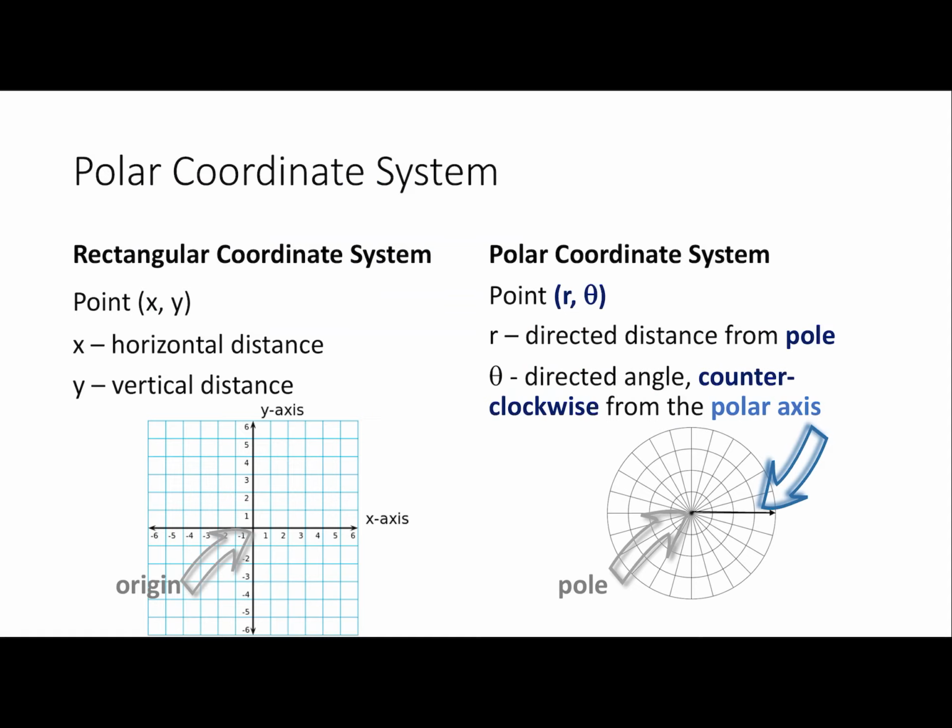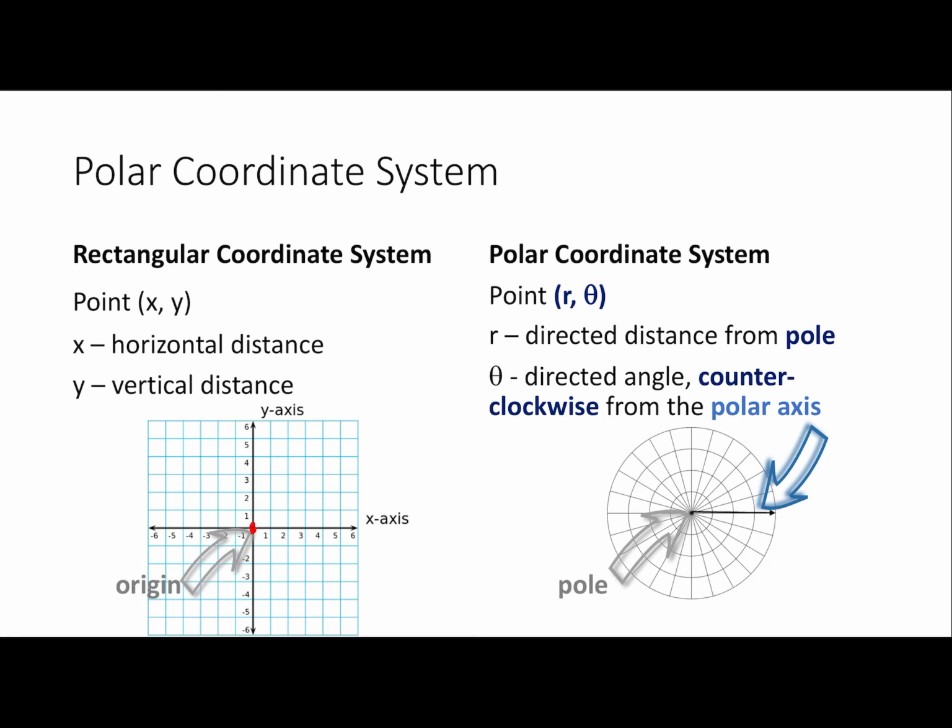So let's talk about the polar coordinate system. We have our good old standard rectangular coordinate system with ordered pairs x, y, where x is the horizontal distance and y is the vertical distance, and the 0, 0, the starting place for this, is called our origin. However, now we want to talk about something called the polar coordinate system. And a point is now of the form r, theta, where r is the directed distance from the pole, and theta is the directed angle counterclockwise from the polar axis.